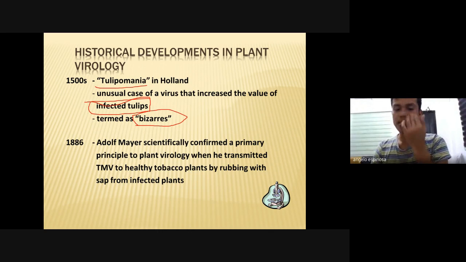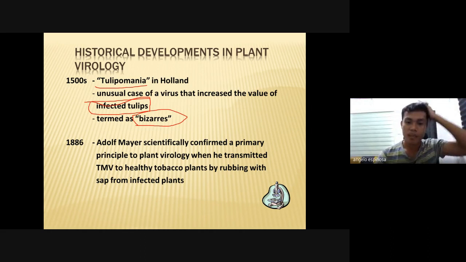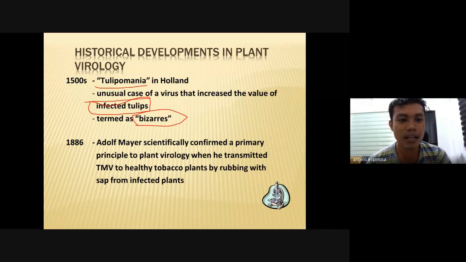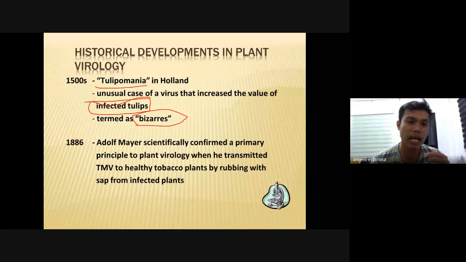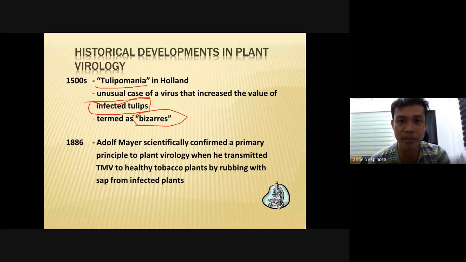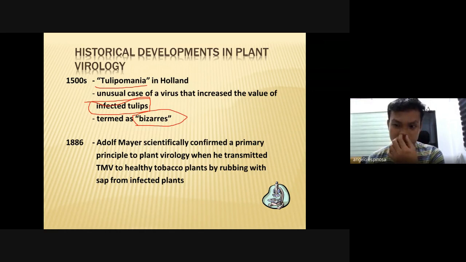And next, in 1886, Adolf Mayer scientifically confirmed a primary principle of plant virology when he transmitted TMV to two healthy tobacco plants by rubbing with sap from infected plants. That is also one of the things done in the laboratory when they test, rubbing to find out how severe the infection is. So what does TMV mean? TMV means tobacco mosaic virus. Adolf Mayer transmitted the tobacco mosaic virus to healthy tobacco plants by rubbing with sap from infected plants, to see how severe the infection is.